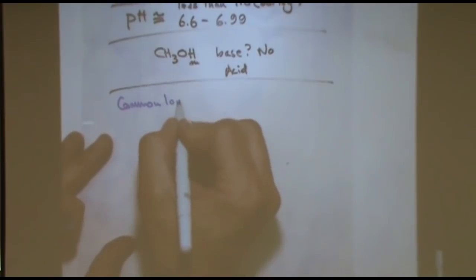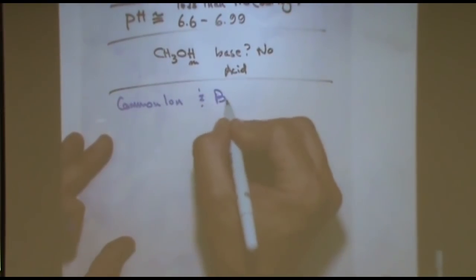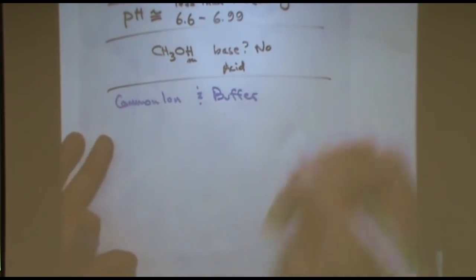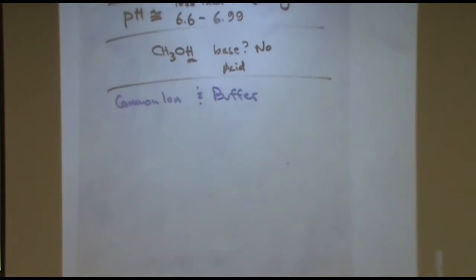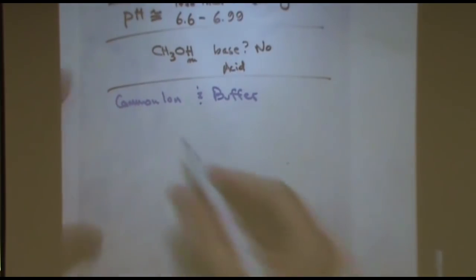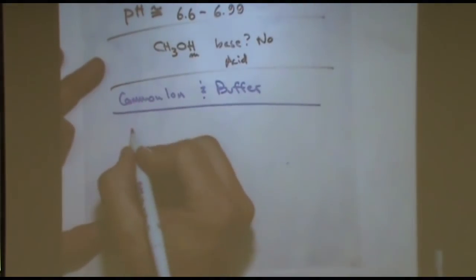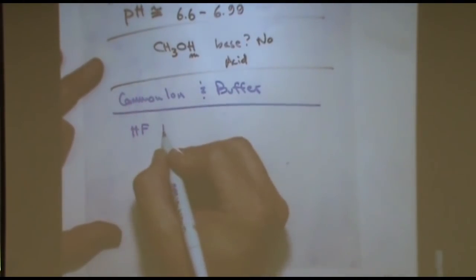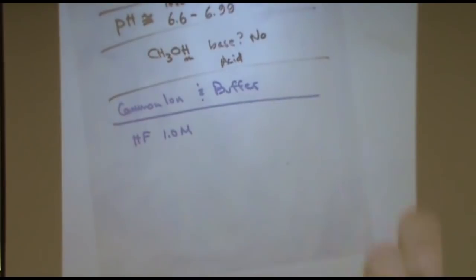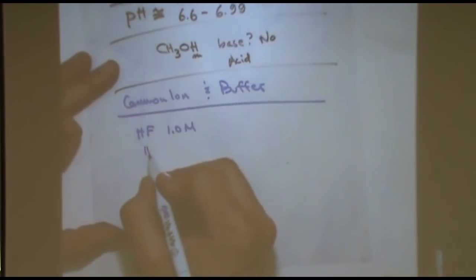Common ion and buffers, they actually go together. We did in my class a common ion problem first, but common ion problems end up being buffer problems. So they actually go together. Usually when you have a common ion, that makes the entity a buffer. Let me give you an example. Let's say we had HF, and this is 1.0 molar. So the reaction you might write is this.